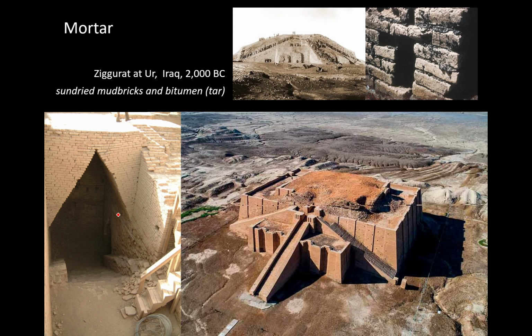Going back into history, 4,000 years, this is the ziggurat at Ur, and it's in modern-day Iraq. And you can see here that the sun-dried mud bricks are actually glued together, not with more mud, but with a tar kind of substance that we call bitumen. As you may know, there's a lot of oil in Iraq, and sometimes that oil bubbles up to the surface. And if you've ever gotten tar on your foot at the beach, a very similar situation. It can be used as a glue or a mortar to hold the bricks together.